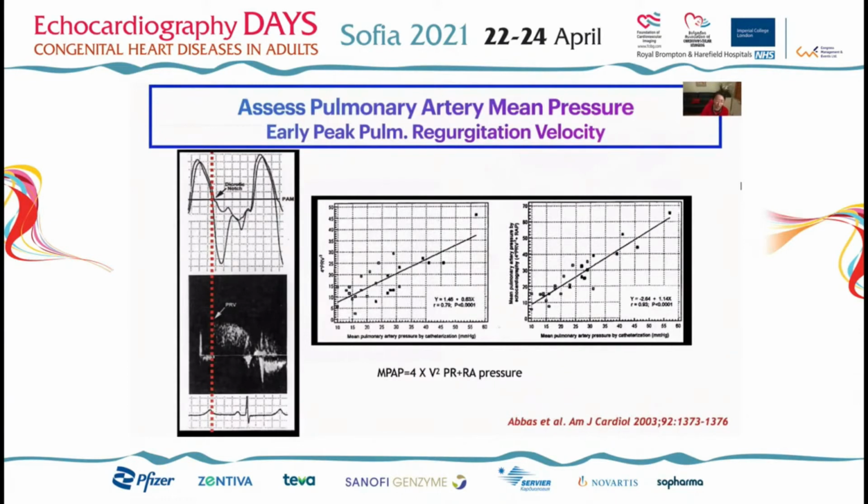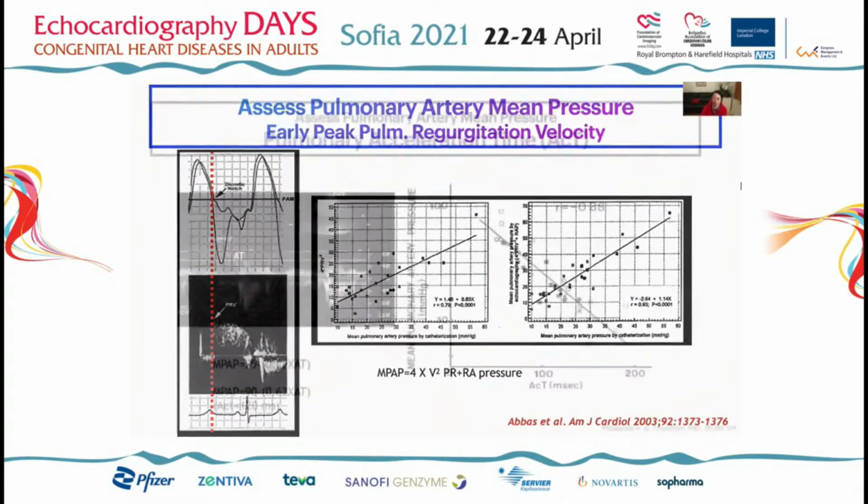The second parameter we can use to estimate mean PA pressure is the early diastolic PR flow velocity. You can see that this early PR regurgitation velocity corresponds to the dicrotic notch measured on cardiac catheter. So it's also at the time when the mean PA pressure was measured with cardiac catheter. From this study, you can see the correlation is very good, especially when right atrial pressure is added. With our clinical experience, using PR velocity to estimate mean PA pressure is less likely to underestimate the severity of pulmonary hypertension. If we use the TR in a lot of patients, we do underestimate the severity.